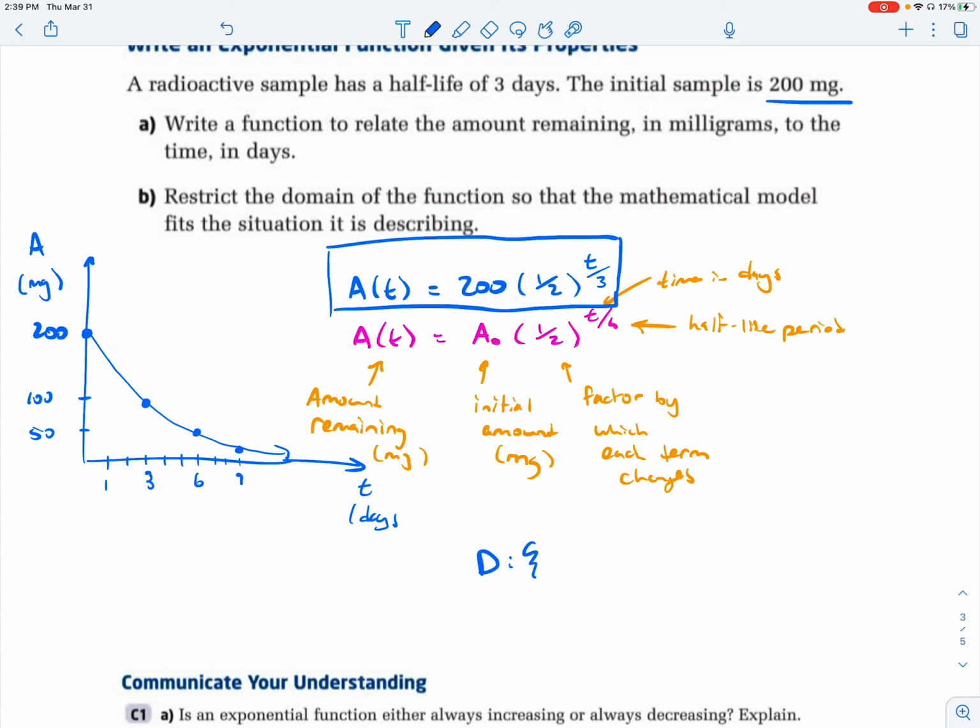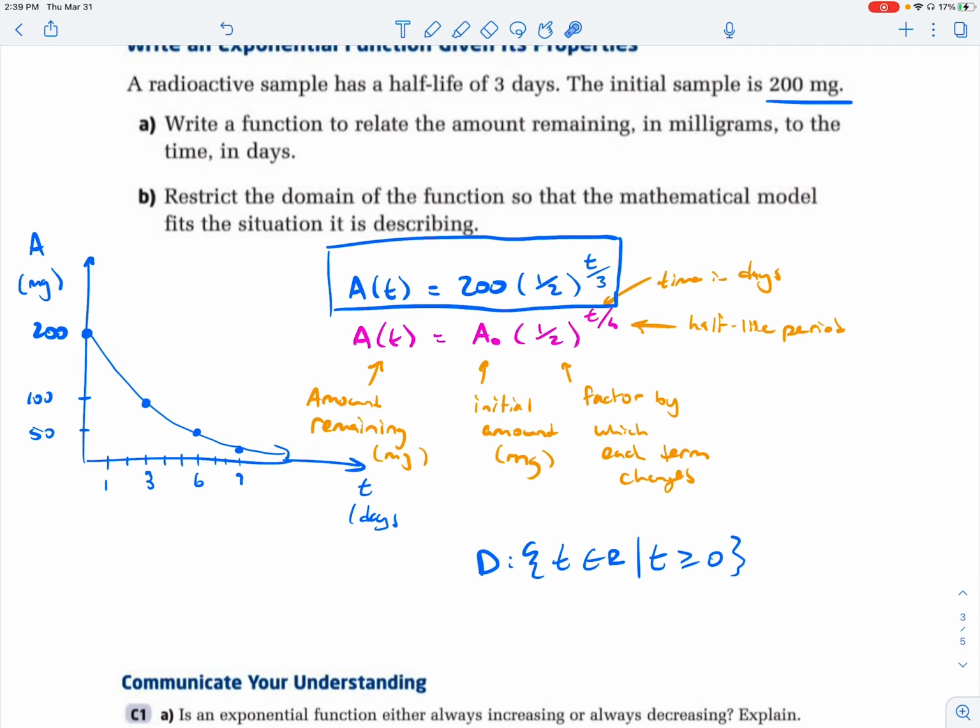Greater than and equal to. So the domain, t is an element of the reals, t is greater than and equal to 0. Okay, just because we don't want to go back in time for the function.